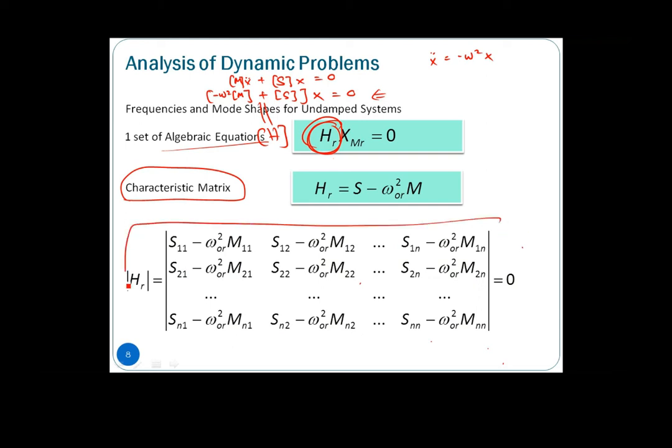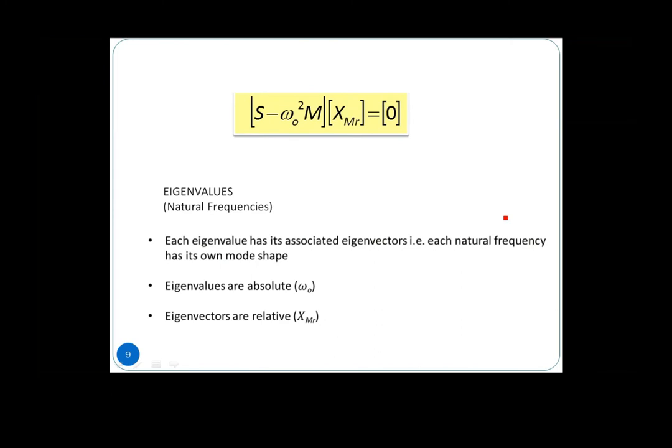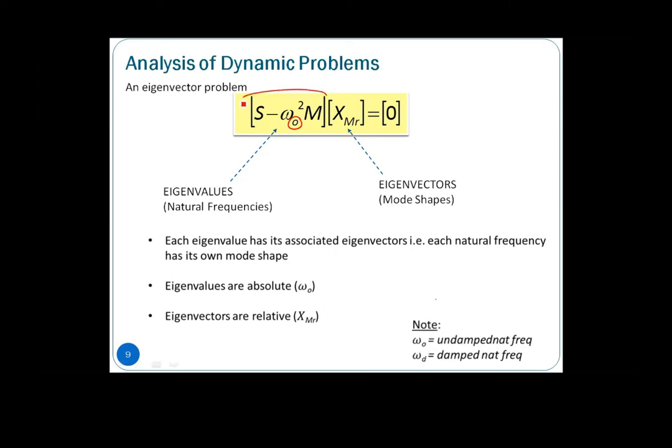If we set the determinant of the characteristic matrix equal to 0, solving it will give us a set of omega roots. The roots will be the omega naught. If you have 2 degrees of freedom, you have 2 roots, omega naught 1 and omega naught 2. If you have 5 degrees of freedom, then you have omega 1 until omega 5. So this is now an eigenvalue problem. Solving this, we have the eigenvalues, or what we call the natural frequencies: omega not 1, omega not 2 until omega not n.